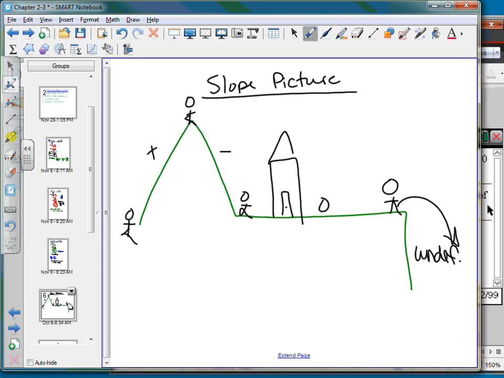This slope picture is 100% a very, very crucial picture for you to constantly keep in your head. On a test, I'm going to say, did you draw your slope picture? Okay? And that is going to give you a clue as to what I'm talking about: positive, negative, zero, undefined.